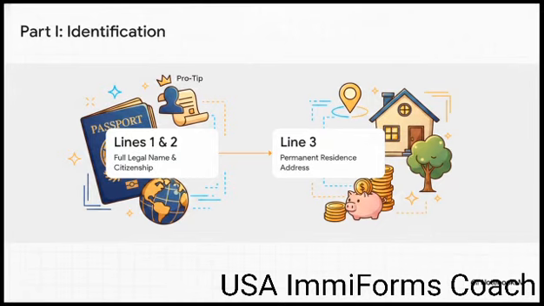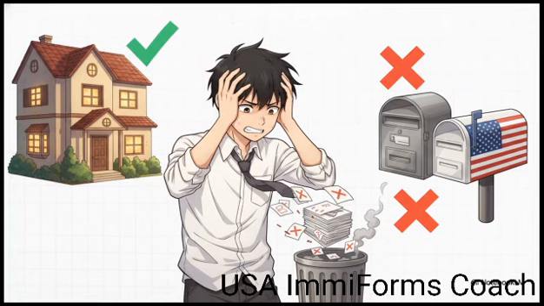Then, line 3 is your permanent residence address, and this must be the country where you claim tax residency. Actually, let me stop you right here on line 3, because honestly, this is where so many forms just completely fail. Your permanent residence must be a physical address in a foreign country.